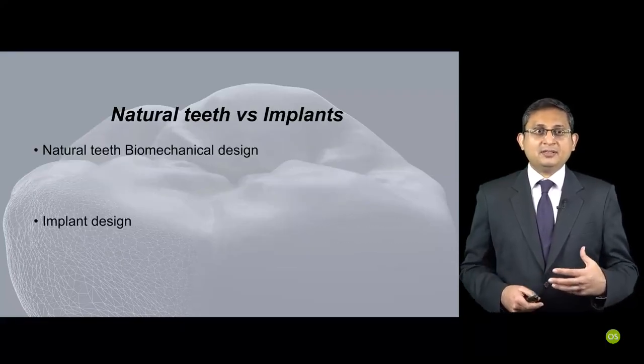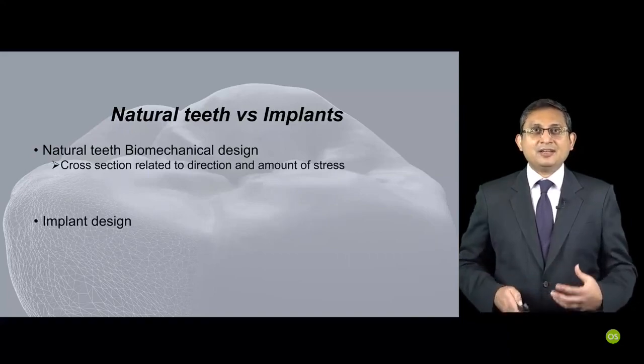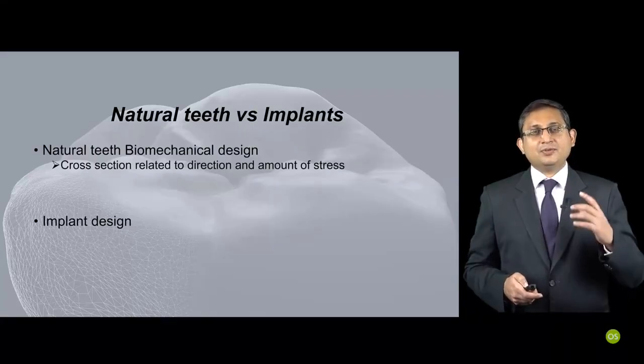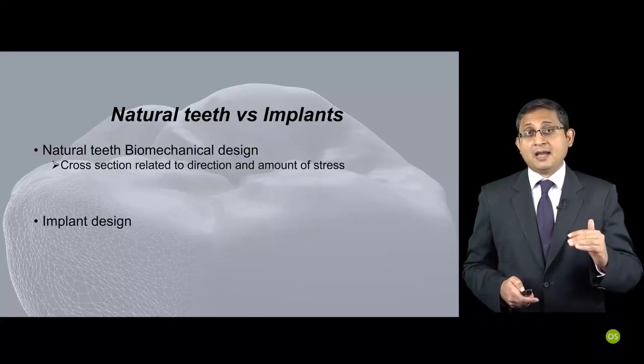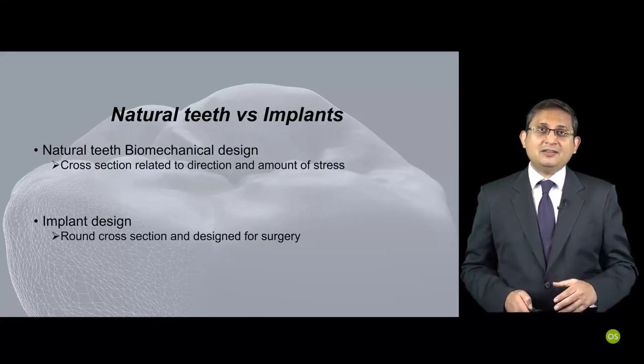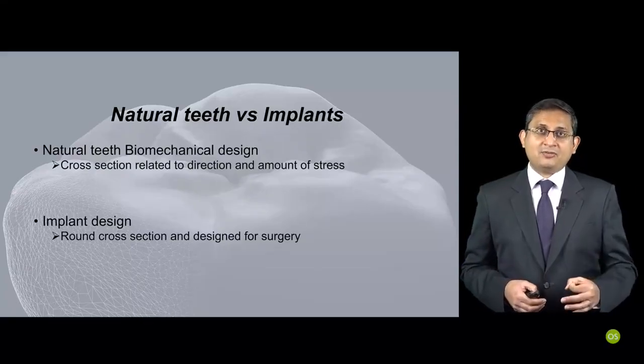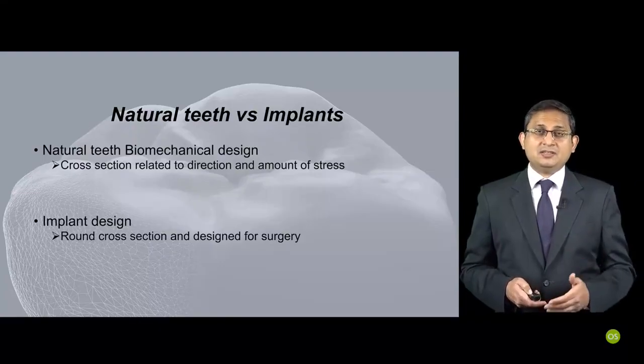Now, let's look at some of the design factors. Natural teeth, as we discussed, are designed to take appropriate load in the mouth depending on their position, whereas all the implants, or most of the implants, are designed with a round cross-section because it facilitates our surgical procedures.